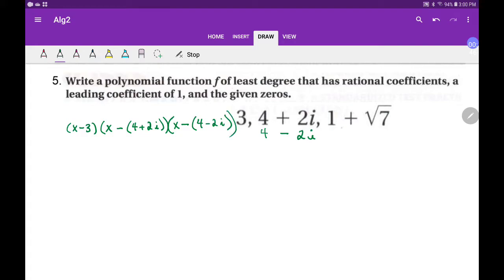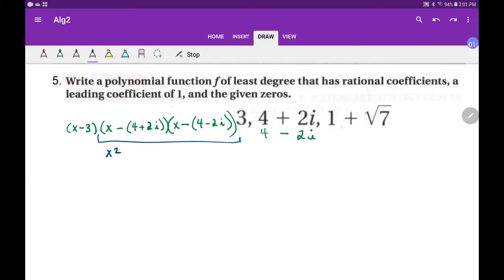Okay, and I'll just do this part first. So what do I get? I get x squared, because x times x, right? X times x, okay.